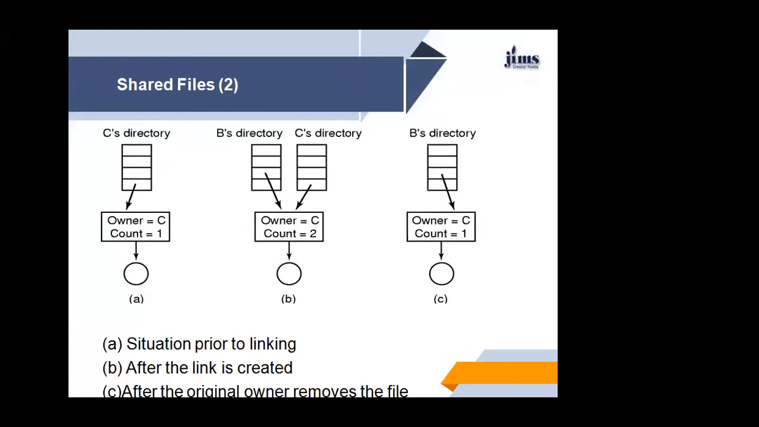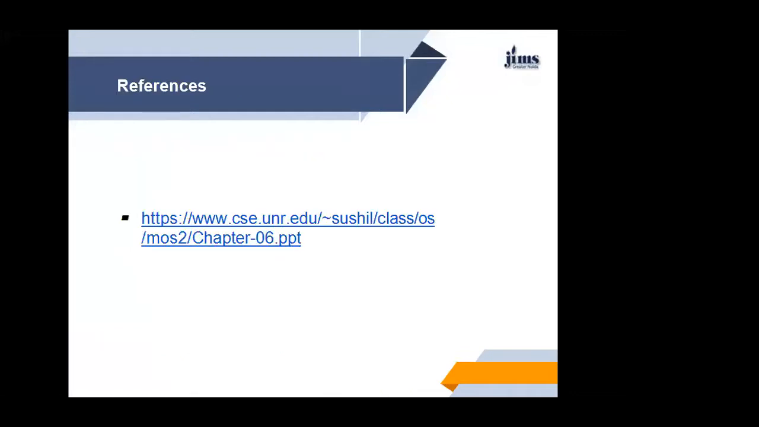Figure A is the situation prior to linking the two directories B and C. Figure B is after the link is created between directory B and C. And the third one is after the original owner removes the file. So the owner equals C, and now the count equals 1 again. So this is all about shared files, the access structure and the file directory structures.